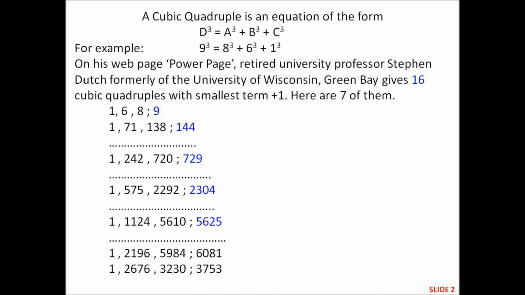A cubic quadruple is an equation of the form d cubed equals a cubed plus b cubed plus c cubed. For example, 9 cubed equals 8 cubed plus 6 cubed plus 1 cubed. On his power page, retired university professor Stephen Dutch, formerly of the University of Wisconsin, Green Bay, gives 16 cubic quadruples with smallest term plus 1. Here are 7 of them.